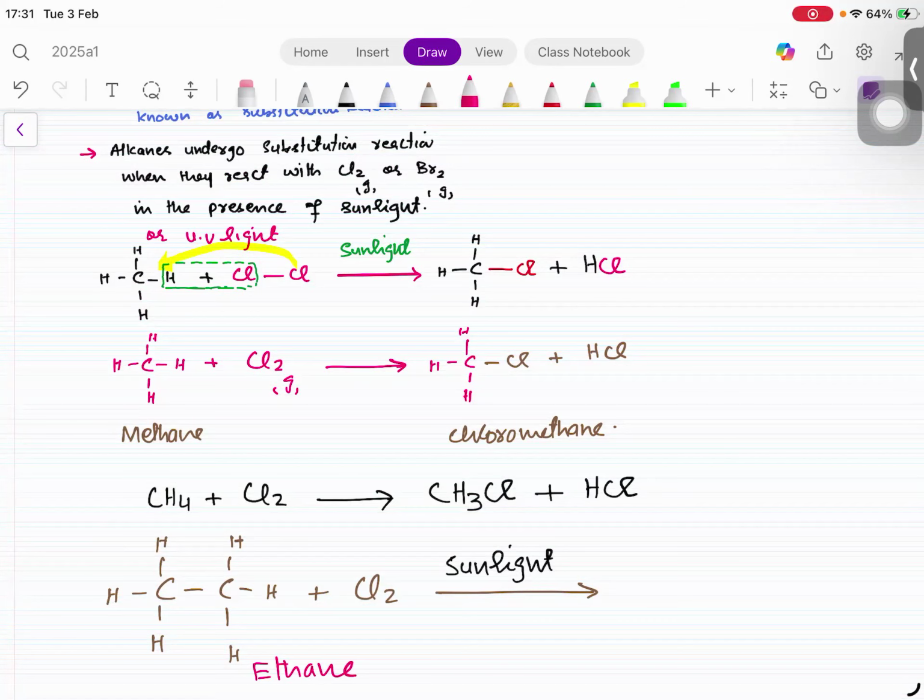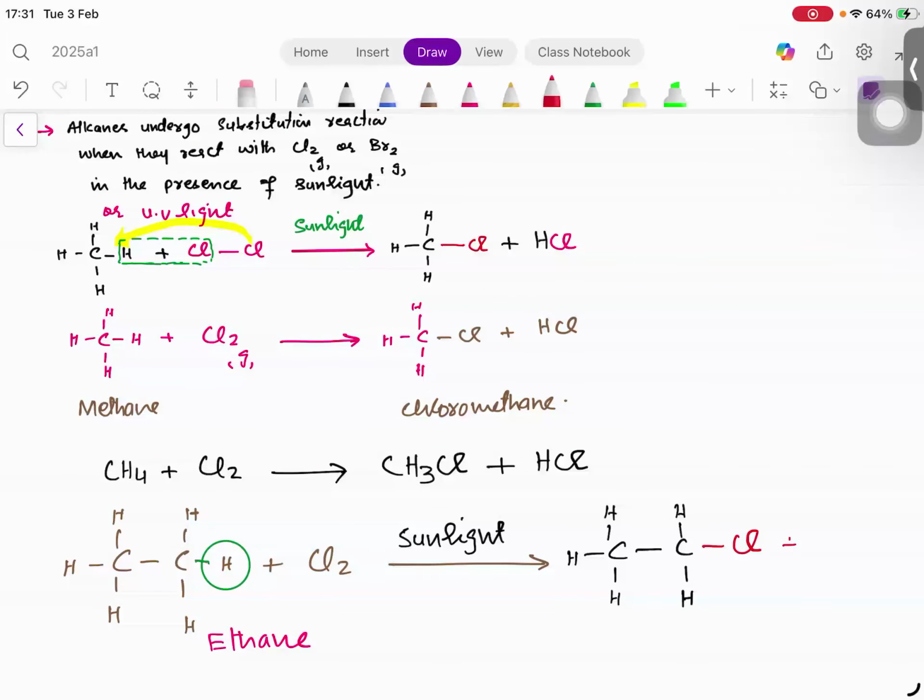Ethane plus Cl2, what is formed? I know one of the hydrogens is gone, and who takes the place? Cl. So what is the product then? CH3CH2Cl plus HCl. Okay. And the product is known as chloroethane.